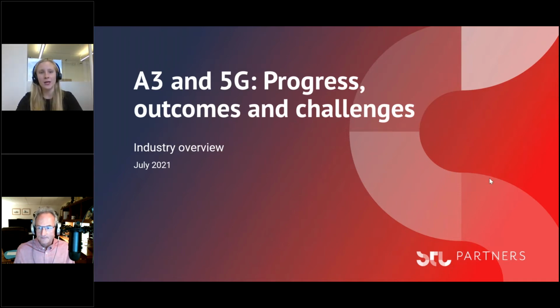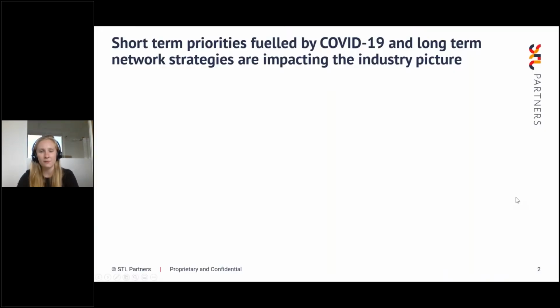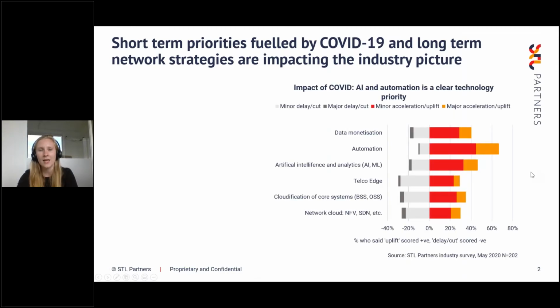So what I'm going to do is just run through, in 10 minutes or so, a little bit about what we're seeing from the industry in terms of 5G and network analytics. The first thing to briefly touch upon is why we are talking about this today. Why is this such a timely topic area to be discussing? I think we can look at this both from the short-term priorities we're seeing from operators at the moment, as well as from some larger, more macro trends within the industry.